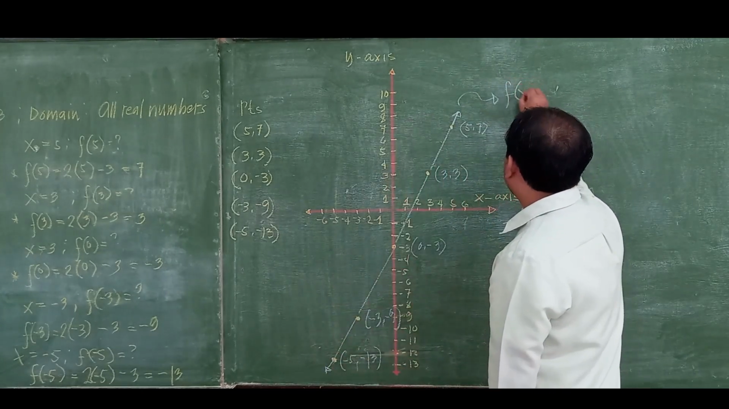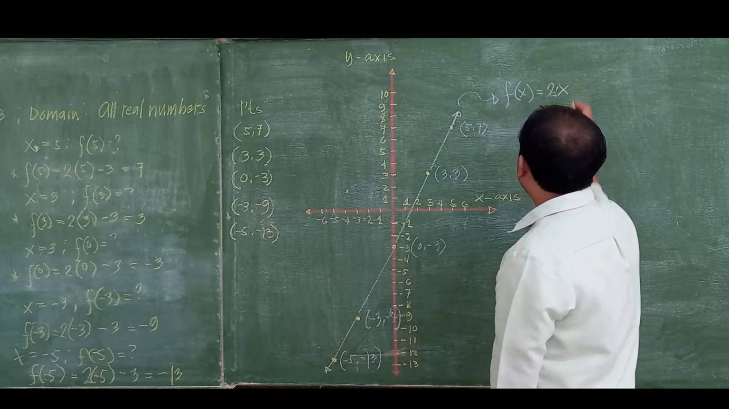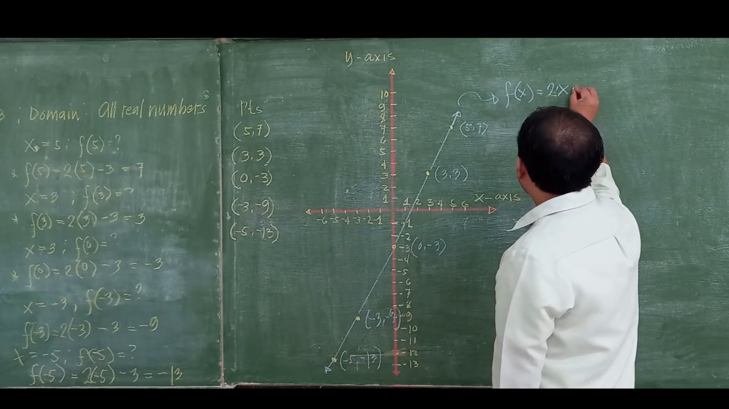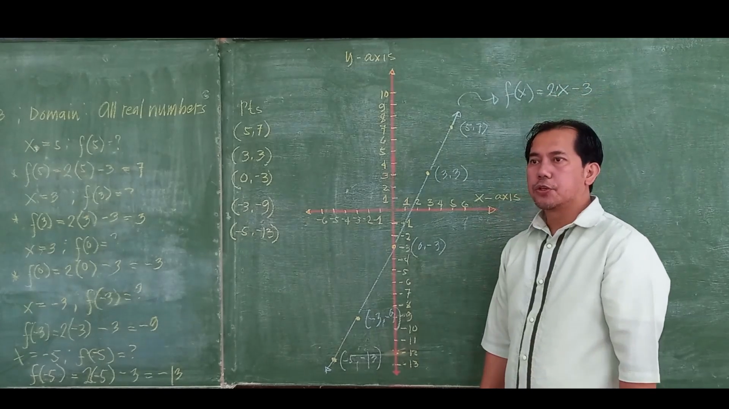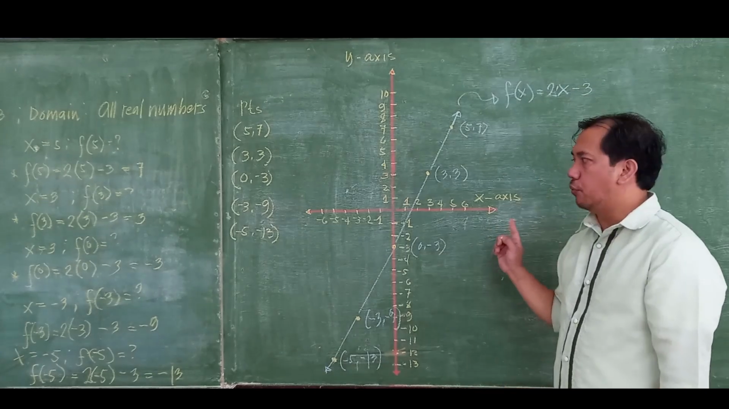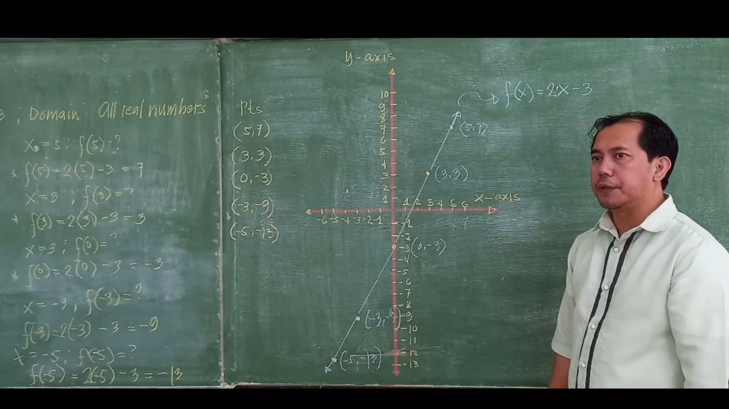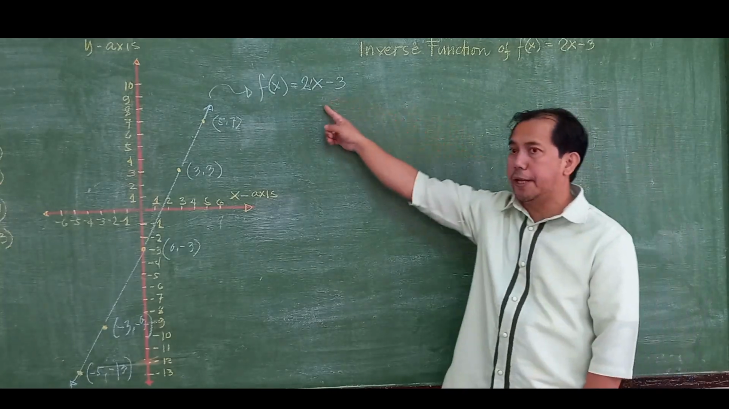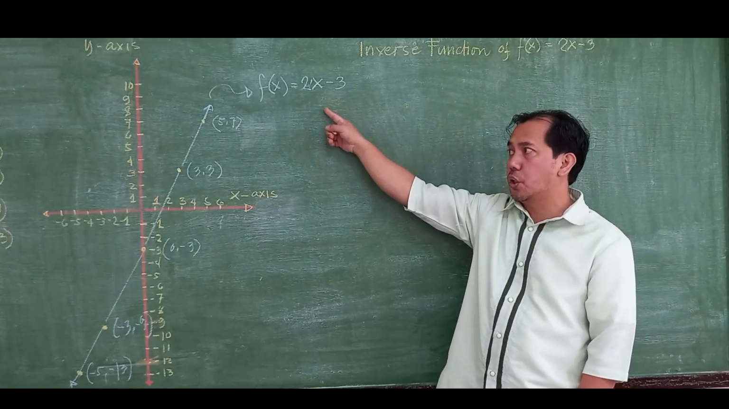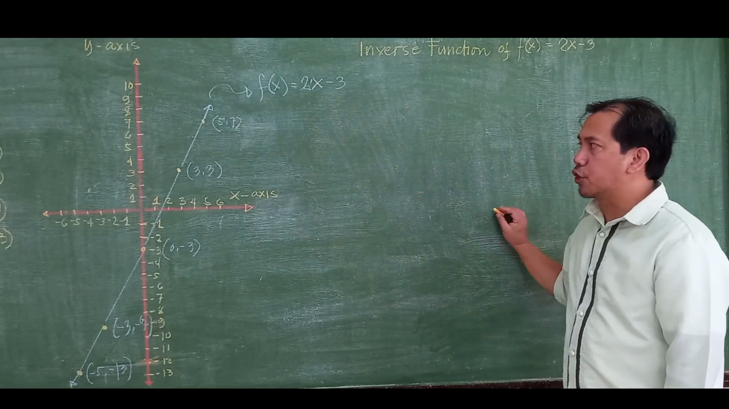f of x is equal to 2x minus 3. Okay? So that is the label of the line and then the points that we have in here. The next thing that we're going to do is get the inverse of this one, because that is our focus. So graph the function and the inverse function.